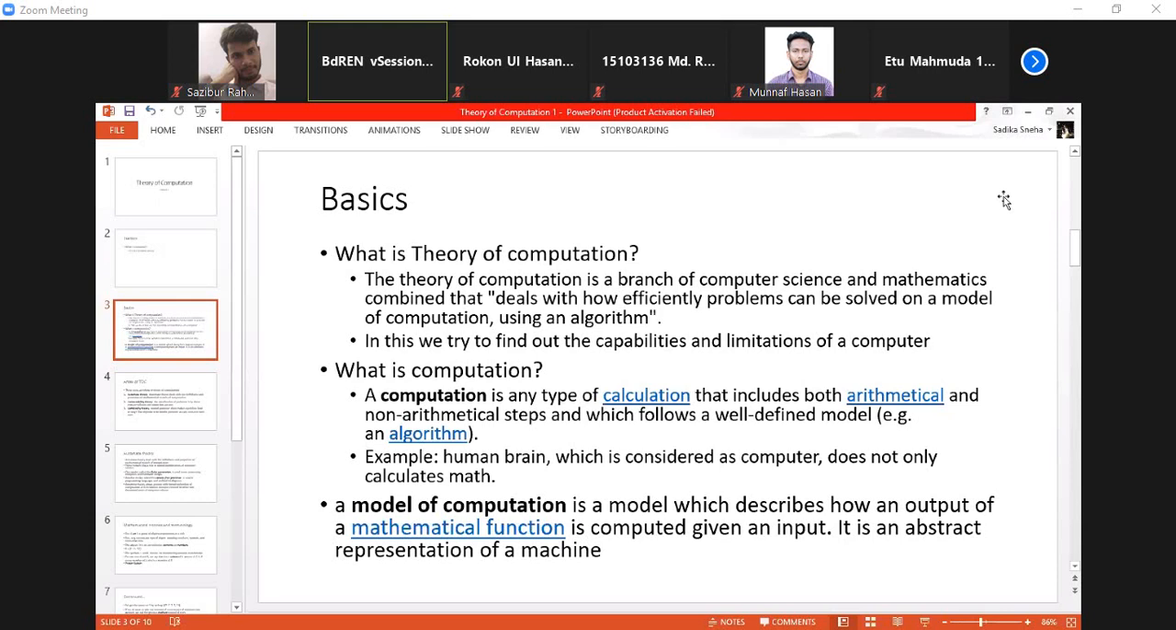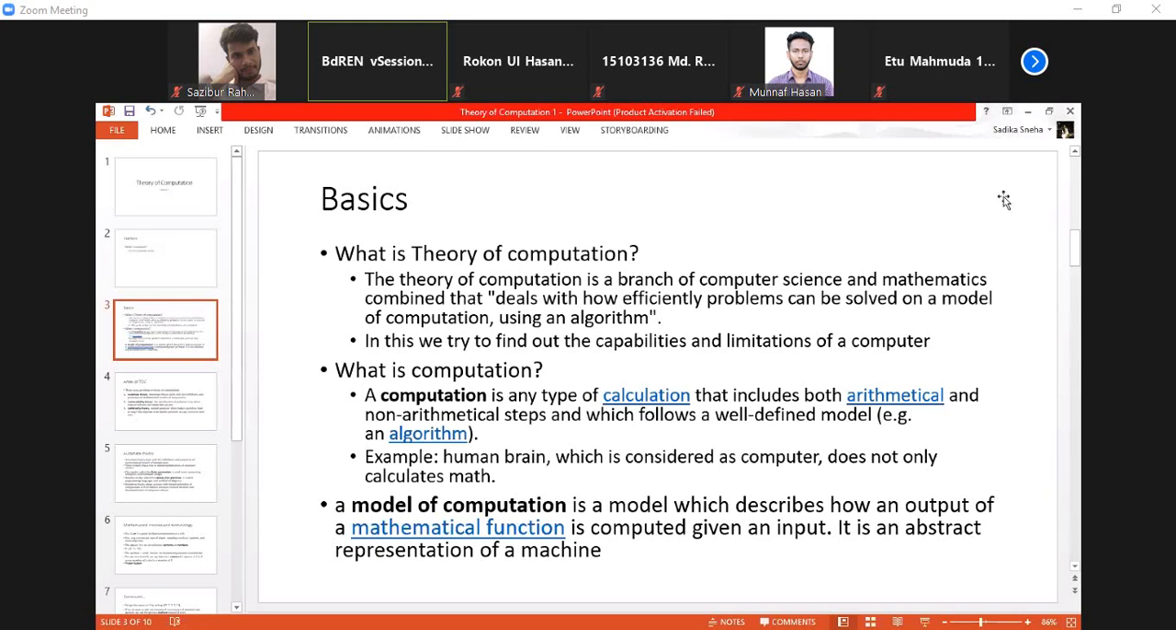Okay, so the very basic question here is, what is computation? When you talk about computation, as it is given here, it is any type of calculation that can be arithmetic or non-arithmetic, following the steps of a well-defined model. An example of a model given is an algorithm.